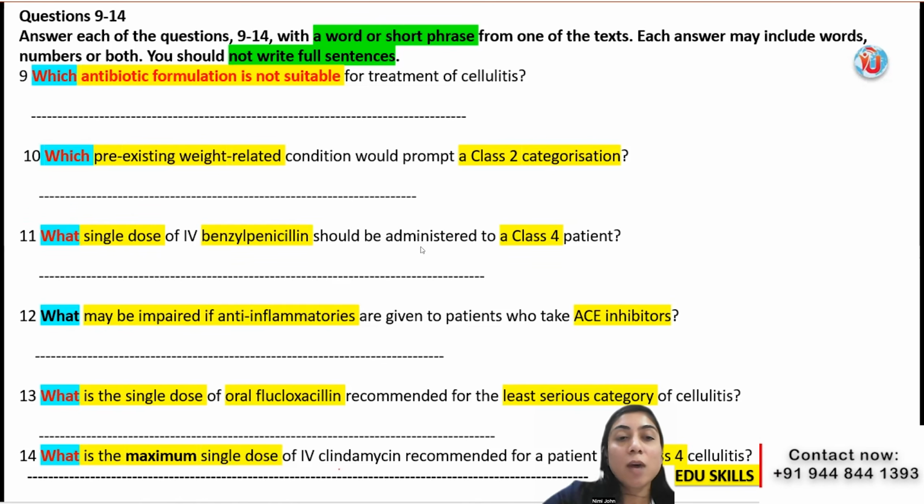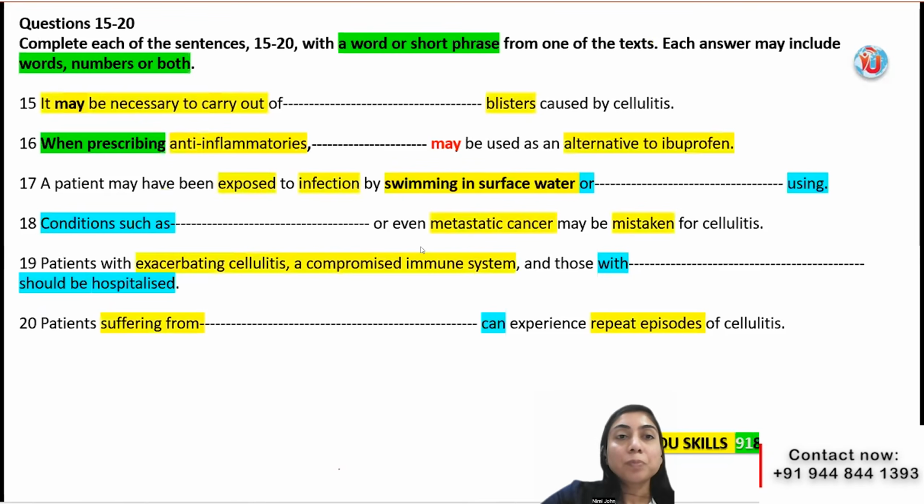Then 14. What is the maximum single dose of IV clindamycin recommended for a patient with class 4 cellulitis? 1.2 gram. Then the 15th, it may be necessary to carry out dash blisters caused by cellulitis. Proactive management. That answer is not correct. It should be specialized advice. Yeah, I will explain it later. The answer is aseptic aspiration.